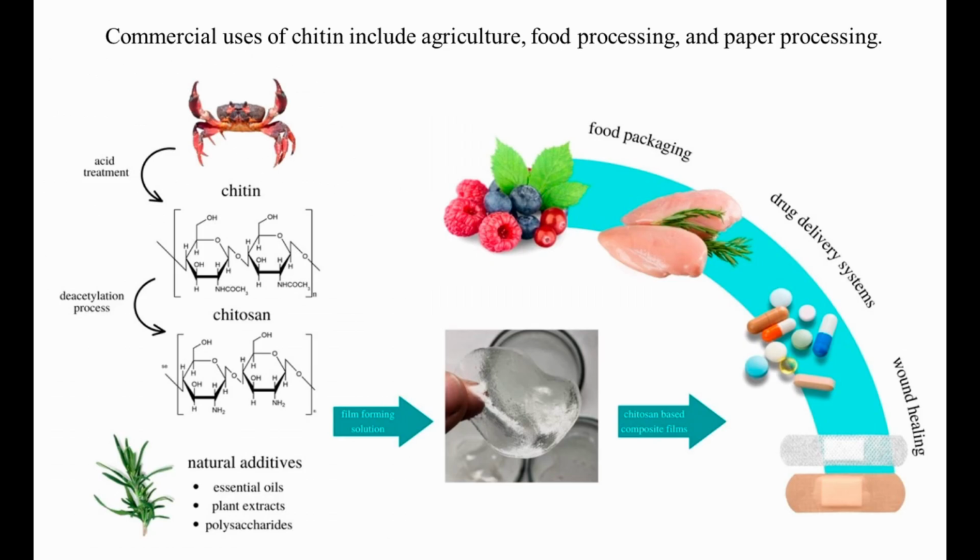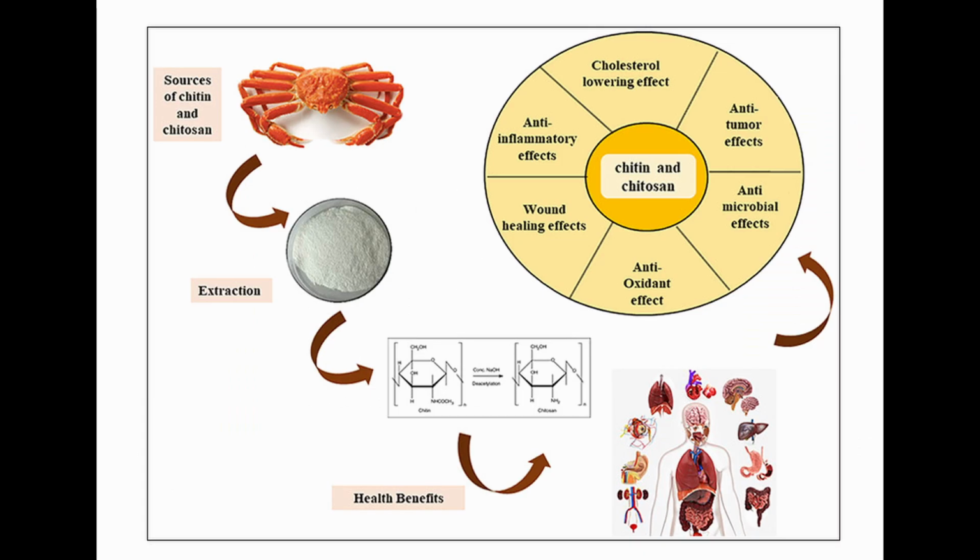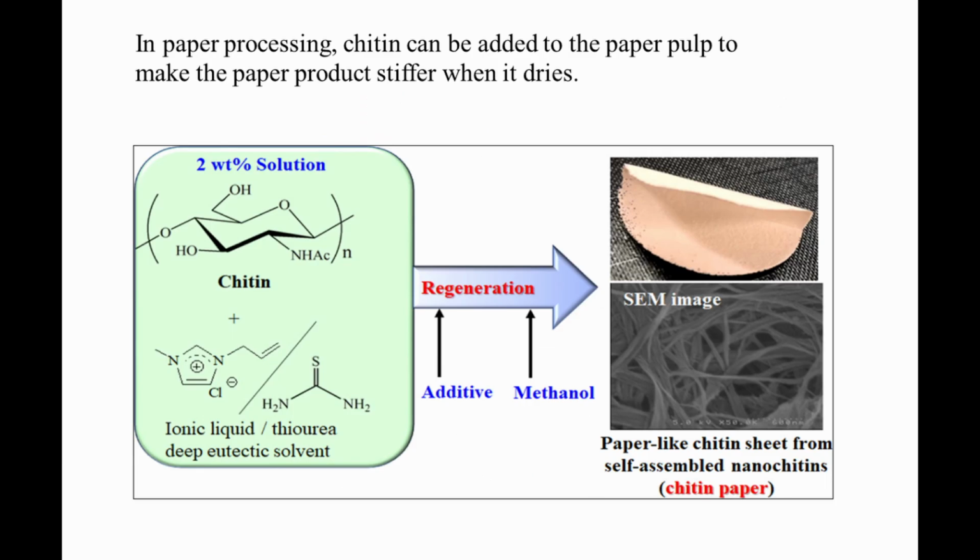Commercial uses of chitin include agriculture, food processing, and paper processing. In agriculture, chitin from marine shells and insects can be used to enhance fertilizer and as soil conditioner. In food processing, chitin can be added as a thickener or food stabilizer. In paper processing, chitin can be added to the paper pulp to make the paper product stiffer when it dries.